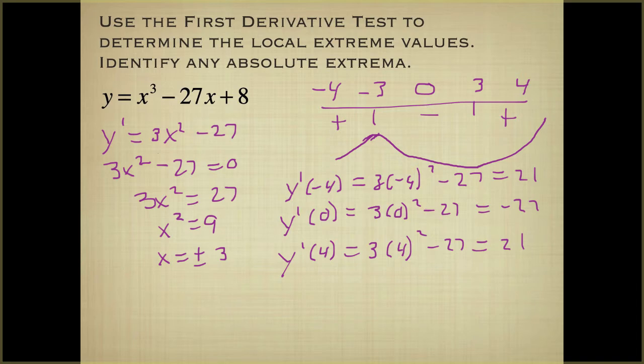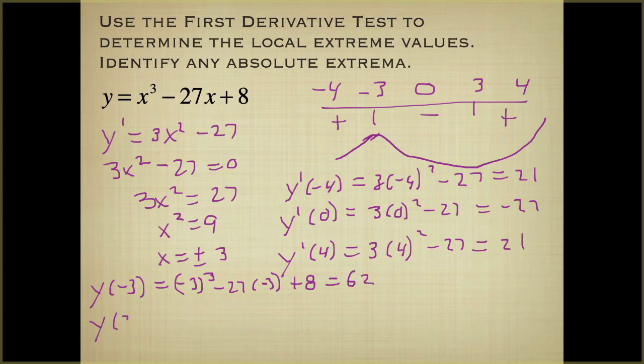So we have a graph somewhat like this. It's a cubic function. We know as we rise to negative 3, at negative 3 we have some sort of maximum, then we go down to 3, so we have a minimum there, and we're going back up afterwards. So we are going to plug into our initial function both negative 3 and 3 and see what we get. So y of negative 3 is negative 3 cubed minus 27 times negative 3 plus 8. And when you do the math, you will find that this is 62.